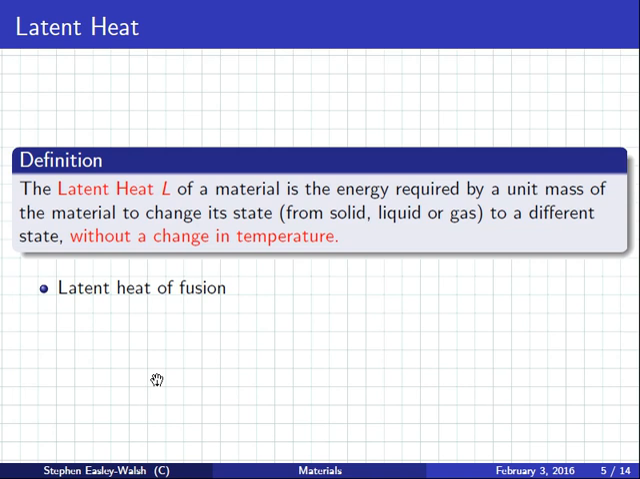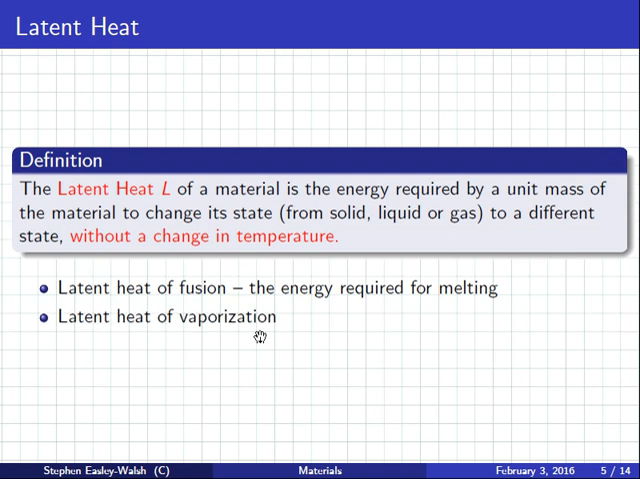So just a bit of vocabulary. When I say latent heat of fusion, that's the energy to go from, does anyone know? Melted. Solid to liquid. Exactly. Latent heat of vaporization is the energy to go from liquid to vapor, liquid water to gas, steam. So in other words, it's the energy for boiling.